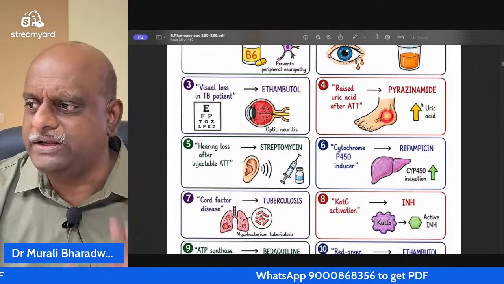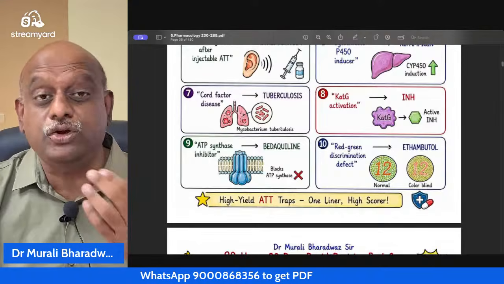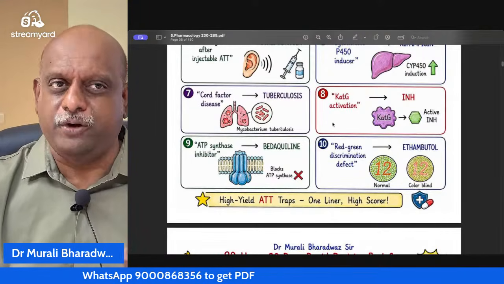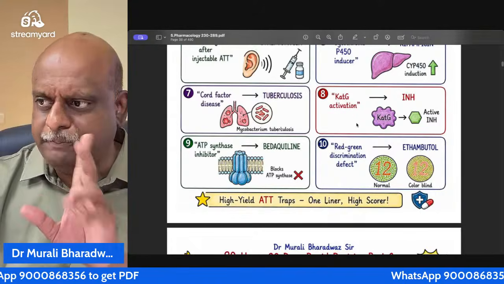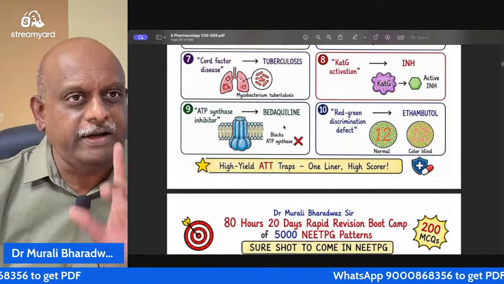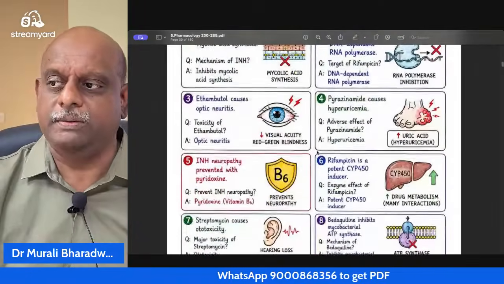Hyperuricemia among ATT is caused by pyrazinamide. And TB is also called cord factor producing organism, Mycobacterium. CAT-G is important for INH. Bedaquiline is an ATP synthase inhibitor. You need to be doubly sure about these.